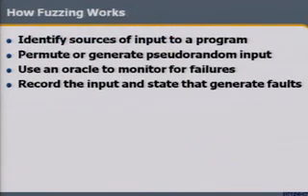So at a high level, fuzzing works in a couple of steps. It's about identifying what the sources of input you want to fuzz in the application are, permuting existing files or input or generating new input entirely randomly, and then trying to monitor the application to identify when an error has occurred. And that can be as simple as the program crashing, or an error message being displayed, or a change in behavior that's unanticipated.